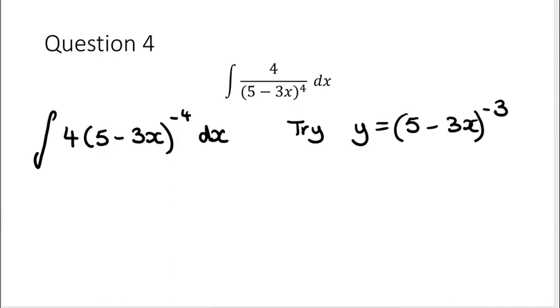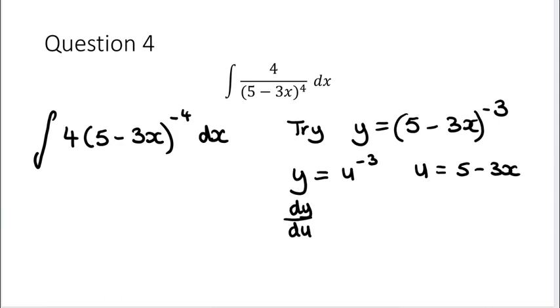So we're going to differentiate this, and what do you know? We can use the chain rule to do that. It's still here. So we're going to do y equals u to the minus 3, where u is 5 minus 3x. And I find dy by du.